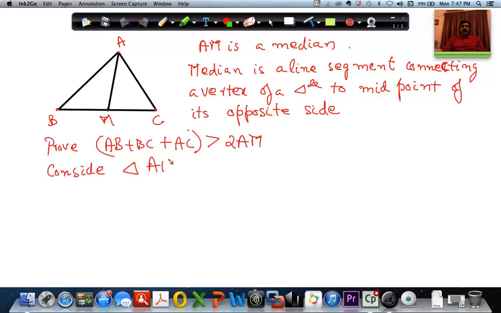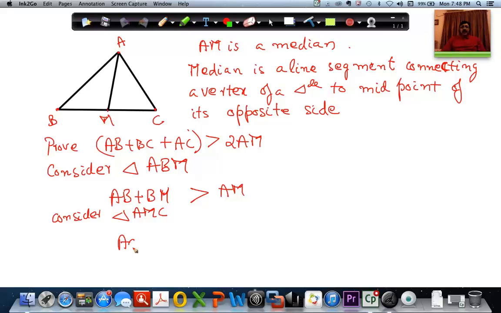If I consider triangle ABM, what can I say? I can say that AB plus BM is greater than AM. Do you agree? AB plus BM should be greater than AM, of course, right? Now consider triangle AMC. That's this triangle, AMC. What can I say about that triangle? Again, I can say that AC plus CM is greater than AM.